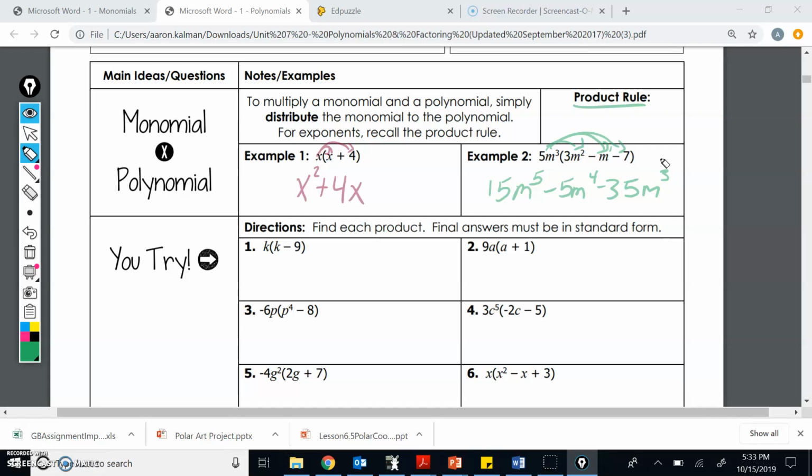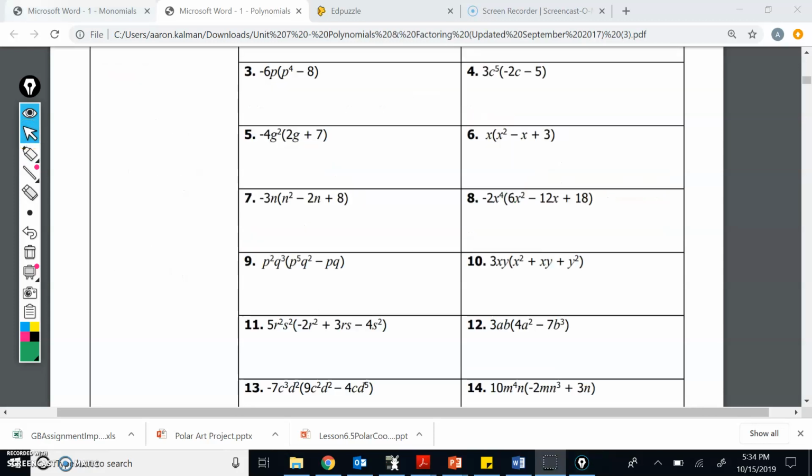Let's do a tricky one towards the bottom here before we get to the next page. Let's look at number 9. Distributing the p squared q cubed, we get p to the 7th, adding our exponents, q to the 5th, minus p cubed, and then q to the 4th.